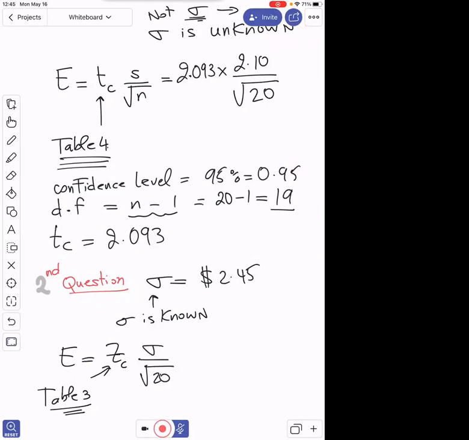Any remark, any question, any comment about this problem number 5? And then, of course, once you compute your E, the interval is just x bar minus E, x bar plus E.